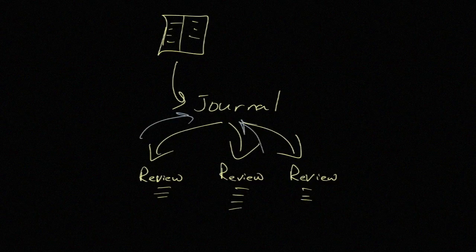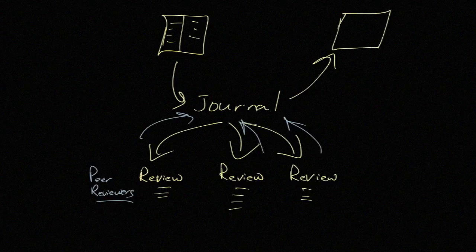If they get the go ahead from these, we call these peer reviewers, right? You can think of the peer reviewers as almost judges, right? Like an Ink Master. And the journal then decides, okay, print it, and they put it in their journal, and they publish it, and other scientists get to read it.